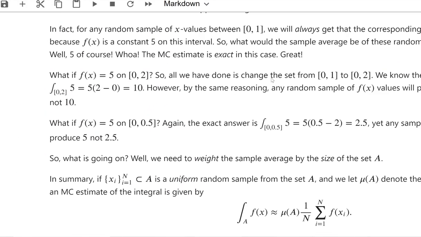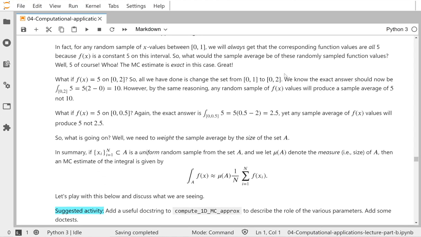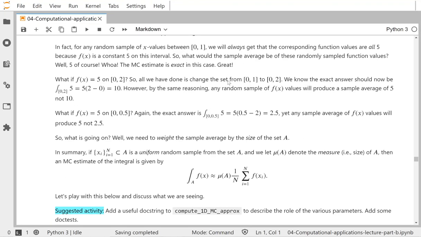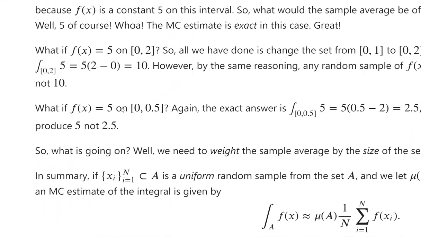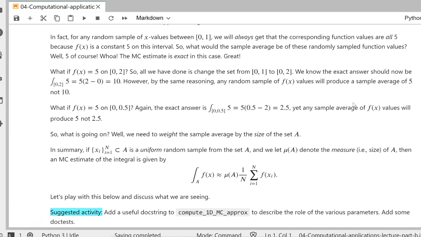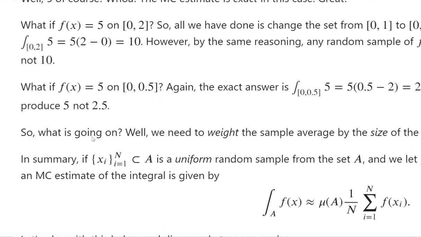So all we have done is change the set from the interval 0, 1, to the set 0, 2. We know the exact answer should now be the integral of 5 over the interval 0, 2, given by 5 times 2 minus 0, 10. 5 times 2 is 10. However, by the same exact reasoning, any random sample of f of x values will produce a sample average of 5, not 10. What if f of x was equal to 5 on the interval 0 to 0.5? Well, the exact answer again is 2.5, yet any sample average of f of x values will produce 5, not 2.5. So what is going on?